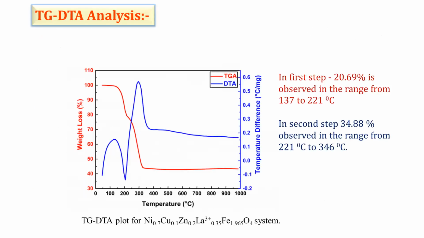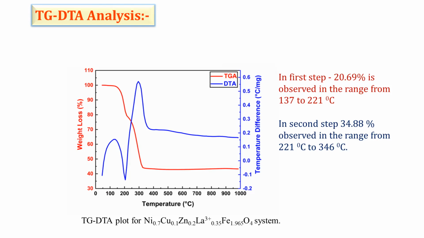Okay, now this is the TG-DTA analysis. This is the typical TG-DTA of our one sample. This shows that initially there are two steps in a TGA curve. In the first step, there is a weight loss of about 20.69, observed in the range from 137 to 221 degrees Celsius, corresponding to the endothermic peak. This is the endothermic peak.